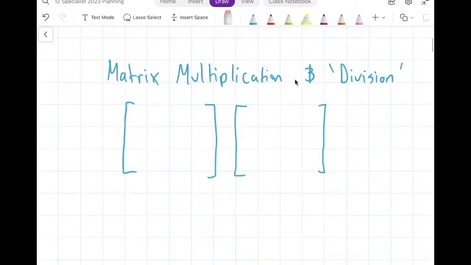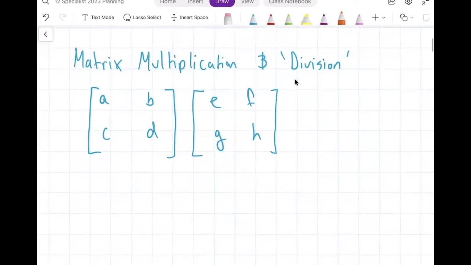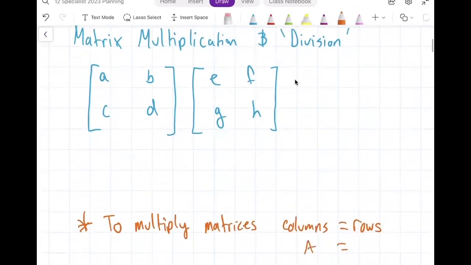So if I have 2 matrices like this, and let's just give them the exact same names, A, B, C, D, E, F, G, H. If I'm referring to the size of these matrices, when I'm multiplying matrices, there's a big note we need to make here. To multiply matrices, columns of A have to equal rows of B. In other words, if I have 2 columns in this matrix, then I need to have 2 rows in this matrix here. So my columns need to equal my rows. Also, if I'm defining the size of these matrices, this is a 2 by 2 matrix. This is a 2 by 2 matrix. Again, my column needs to equal my number of rows.